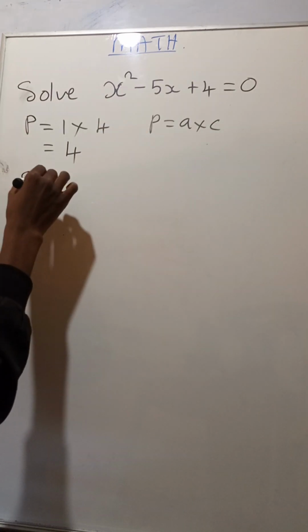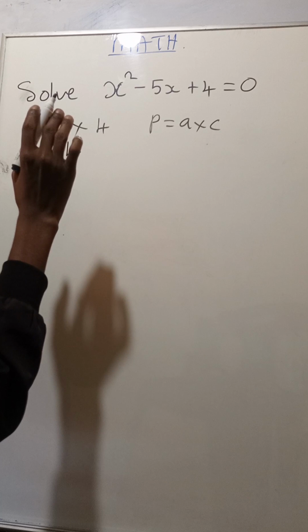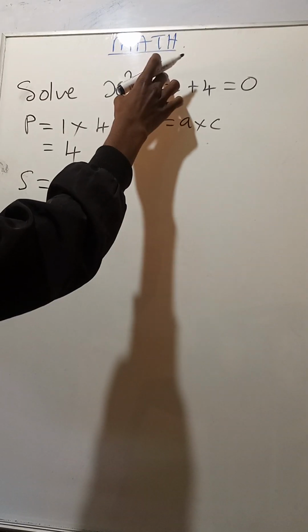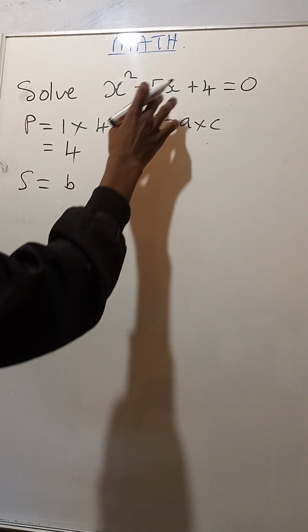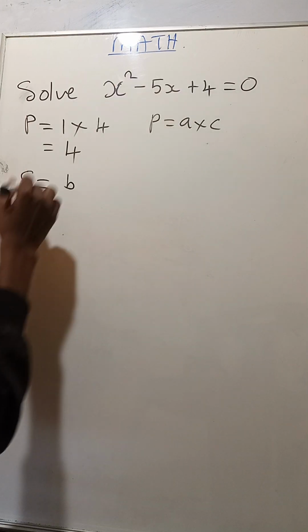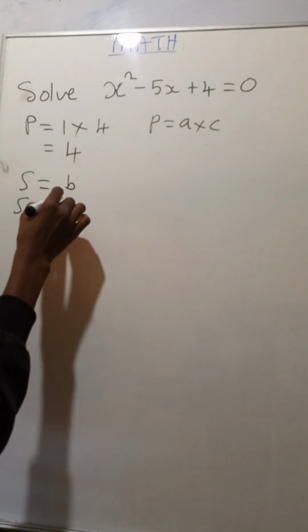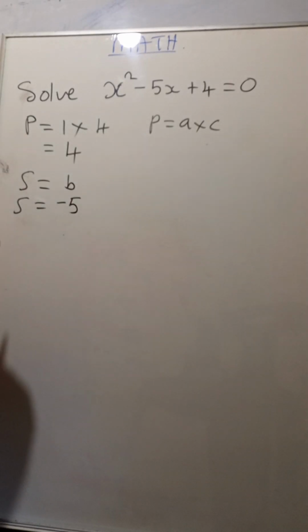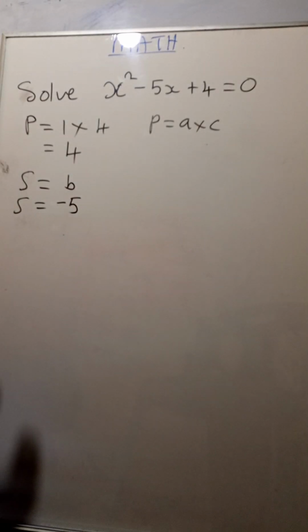Then the sum. The sum is always b. In this case, our b is being represented by negative 5. So b is the coefficient of x. So our sum in this case is equal to negative 5. Now I need to find the factors.